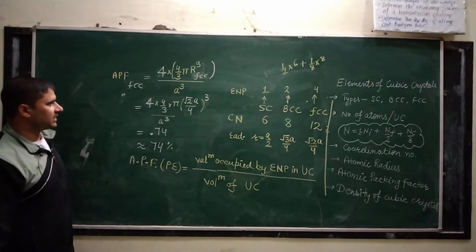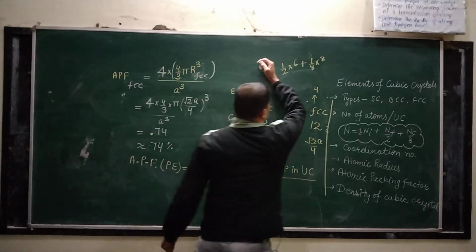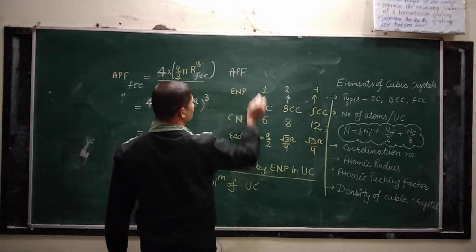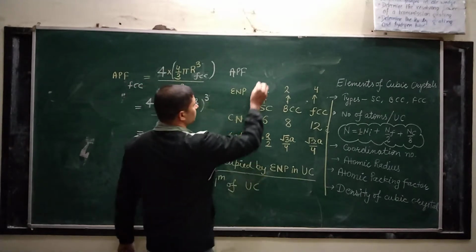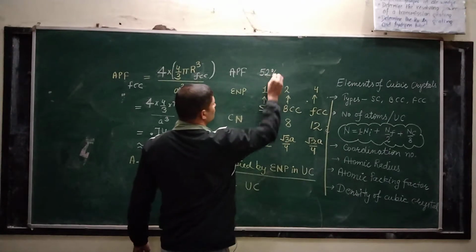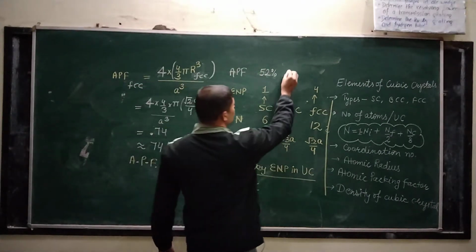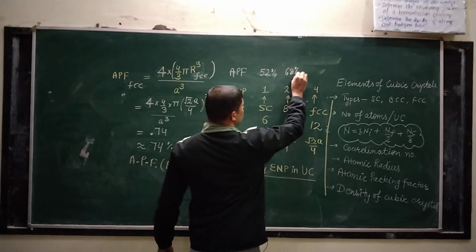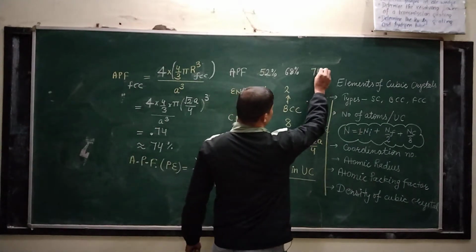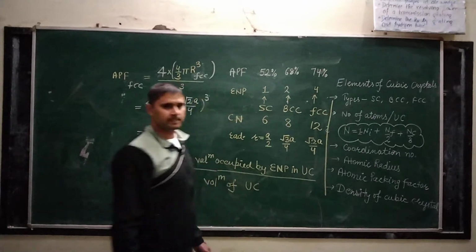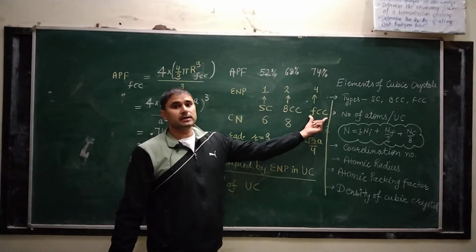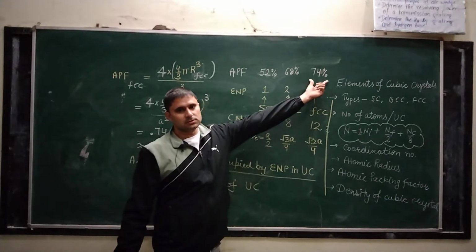Okay class, and if you find its percentage, then it will be 74%. So if we summarize this, and I write the atomic packing fraction here: in simple cubic, 52% of the volume is occupied. Okay class, and in BCC 68% of the volume is occupied. Okay, and in FCC 74% of the volume is occupied. So you can see in all these three, FCC is most efficiently packed.